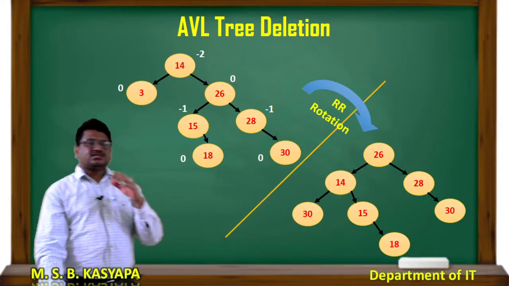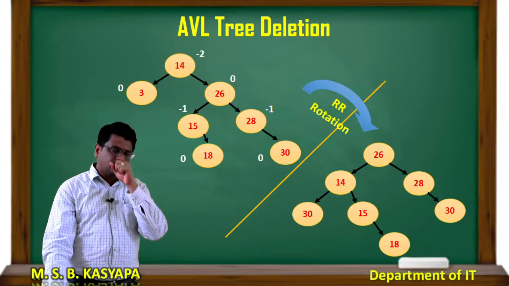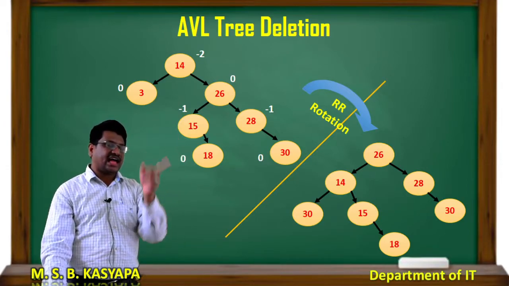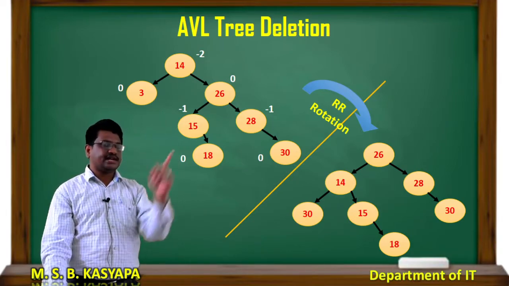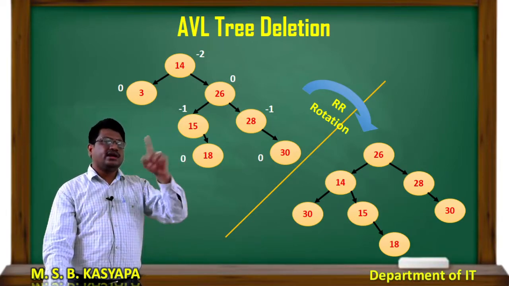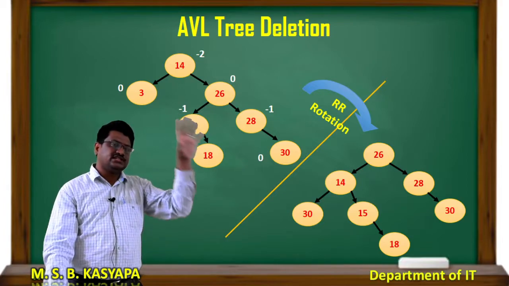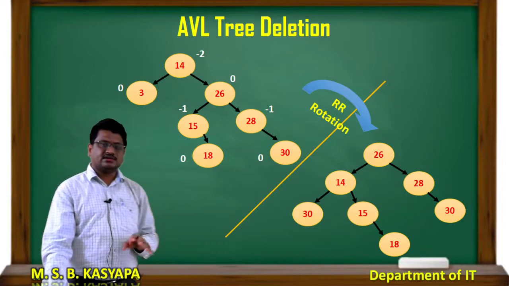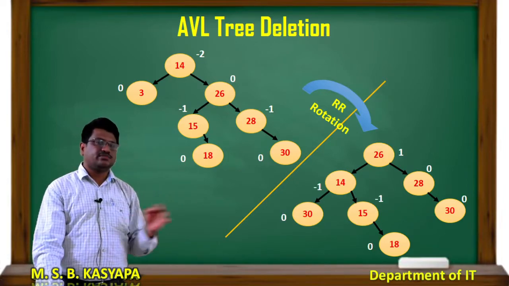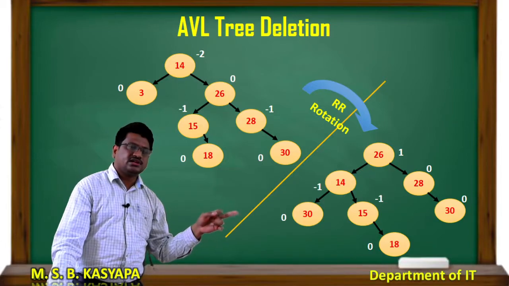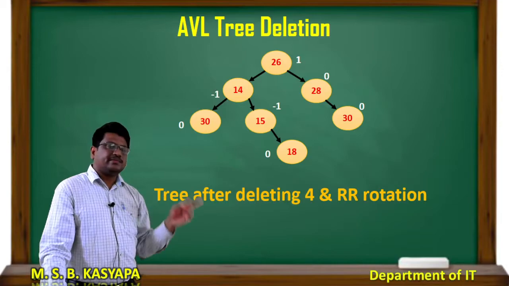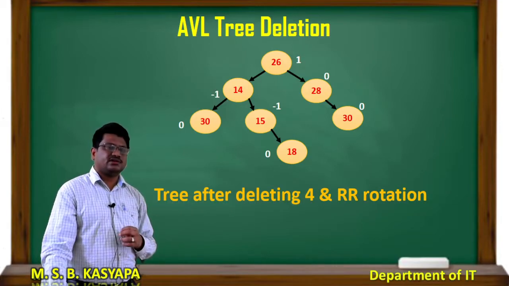Next, 26 will become the main root. If 26 has any right subtree, it stays as the right subtree, and if 26 has any left children, they are moved to the left subtree as a right child. Finally, the tree should be like this. Here, in place of 30 you can put a 3. After deleting 4, my balanced tree is like this.